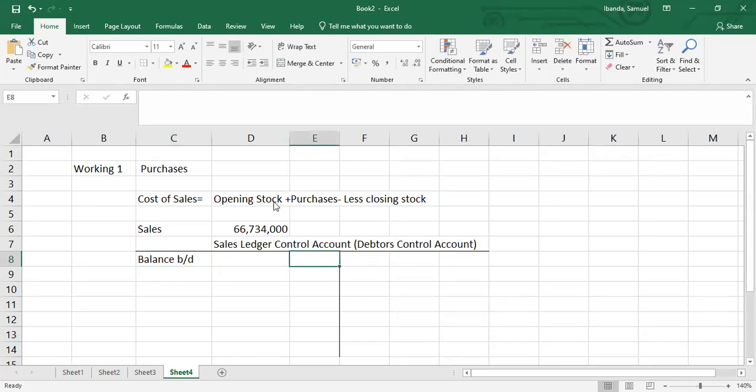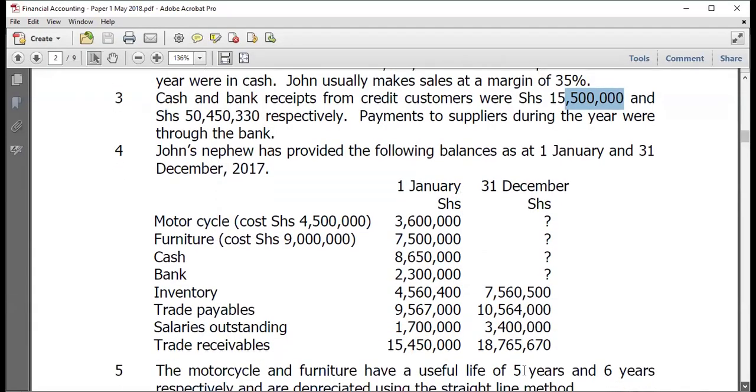So ask yourself, what would be my balance brought down from this information I've been given? Do we see these receivables? Like I said, this account is not so much different from the normal receivables account, but it is just a summary, okay? So I'm going to pick this 15 million because this is my balance at the start of the period. So I have 15 million that I'll go and record here.